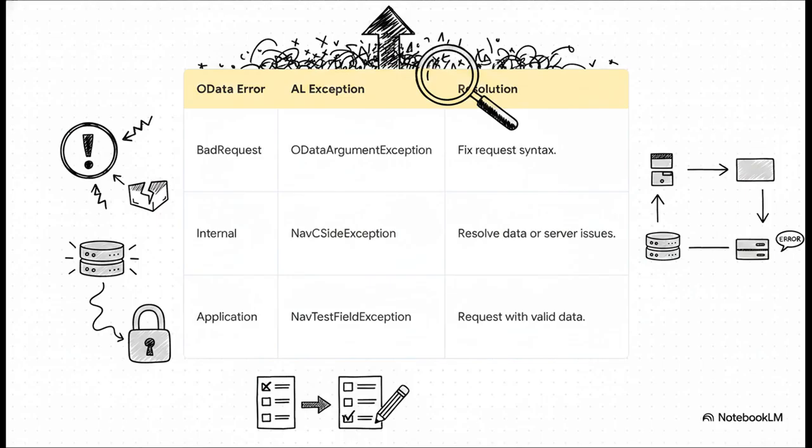This matrix right here is pure gold. Translating generic OData error codes into their underlying AL runtime exceptions is exactly how you debug efficiently. Let's decode them. If telemetry shows a bad request, you're almost certainly looking at an OData argument exception, meaning your JSON syntax is malformed or maybe you passed an incompatible property. If you see an internal error, the backend threw a NAV side exception. That generally means the server lost communication with the SQL server or hit a deep data integrity wall. But if you see an application error, which leads to a NAV test field exception, well, that's pure business logic. It means your data violated a Business Central validation rule, like trying to post an invoice without a valid customer number. Knowing this translation is going to save you days of blind troubleshooting.